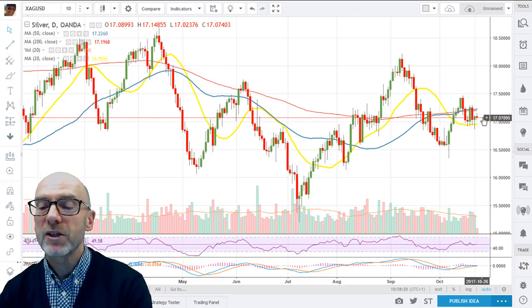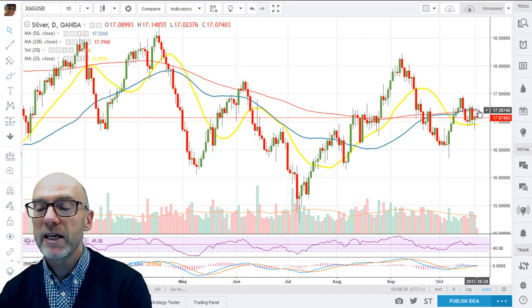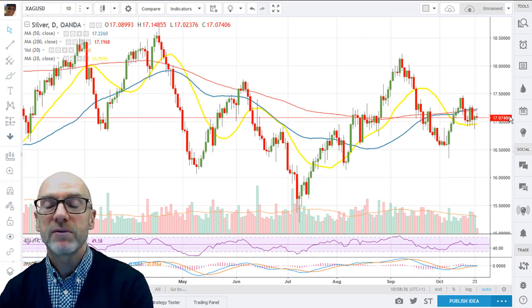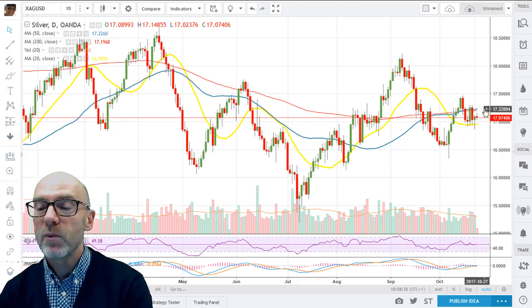On the upside, you can see that the 50 and the 200 did actually create a golden cross on the 13th of October. So they are still moving up, still in a positive formation. If we can get back above the 50, 17.23, then we could see the resistance at 17.45 tested, and then a move above 17.5.